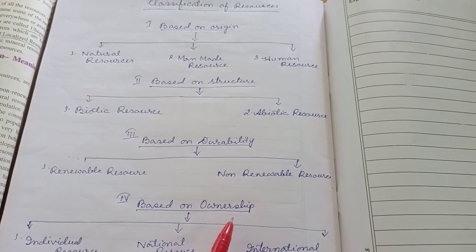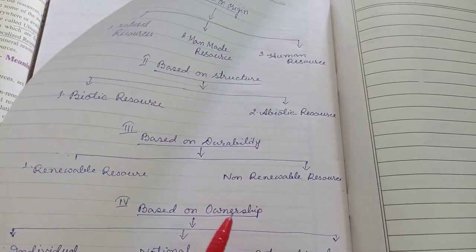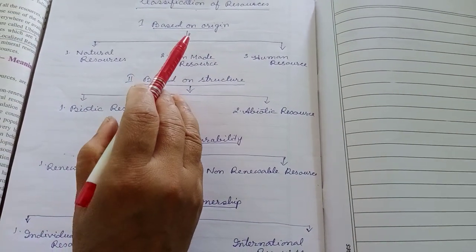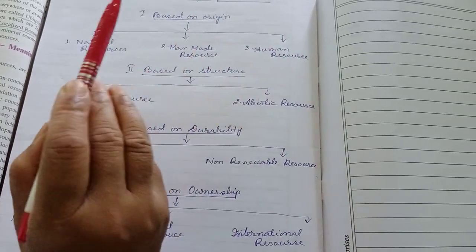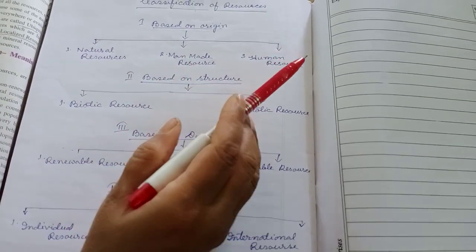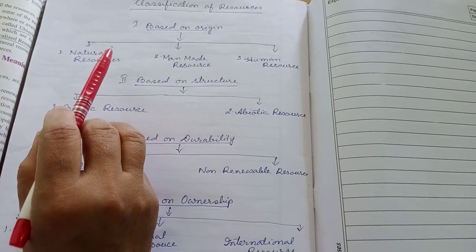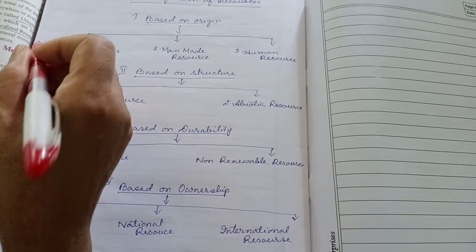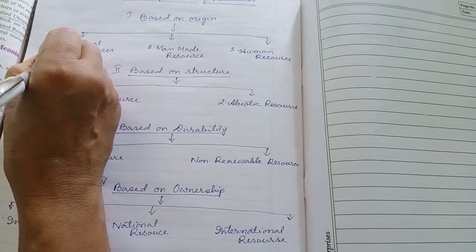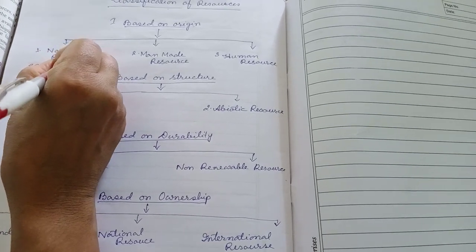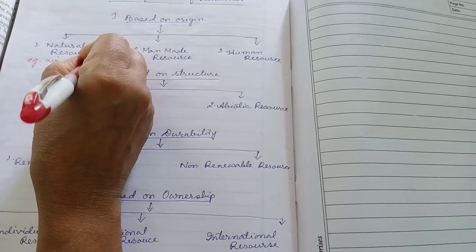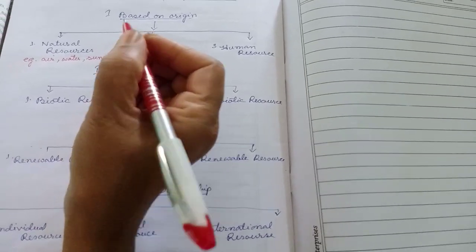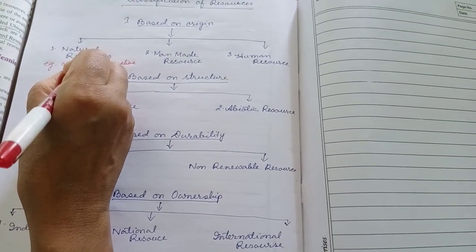Now, based on origin means from where something begins or arises. Based on origin, resources can be divided into three parts: natural resource, man-made resource, and human resource. Natural resources are those things which are available in nature and useful for us, for example, air, water, sunshine, then minerals, etc.